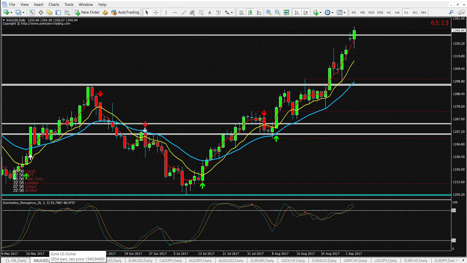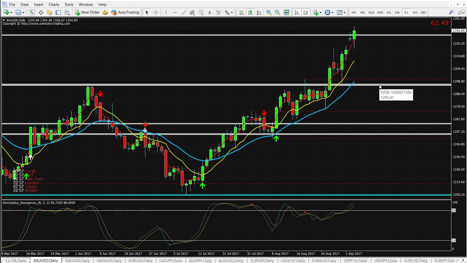Okay, this is gold versus US dollar. As I said before, gold is gonna go to the roof. These prices are probably the lowest prices you will see for a long time. And it broke this major resistance here around 1300, 1296. That's the major resistance. As you can see, the line is very thick.